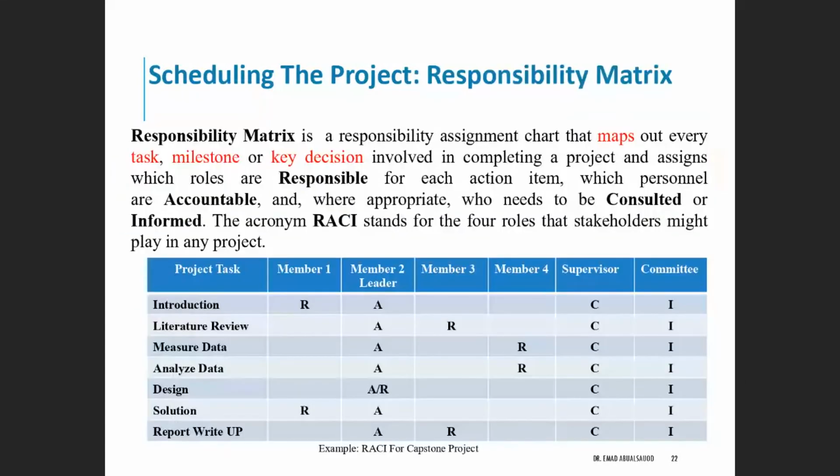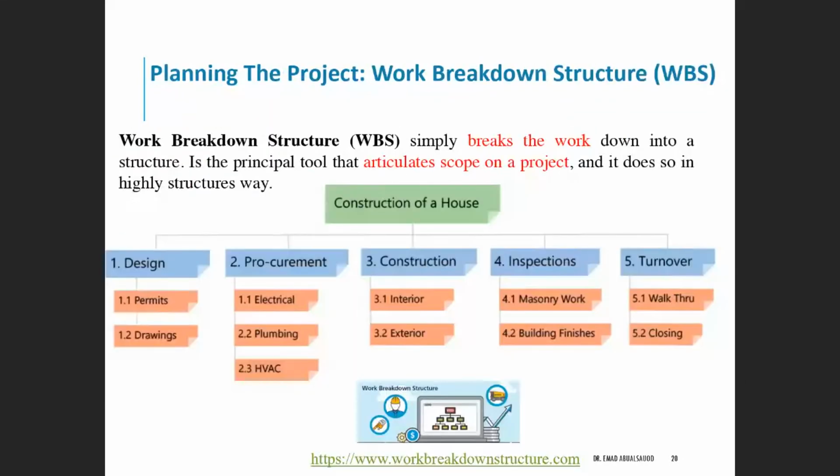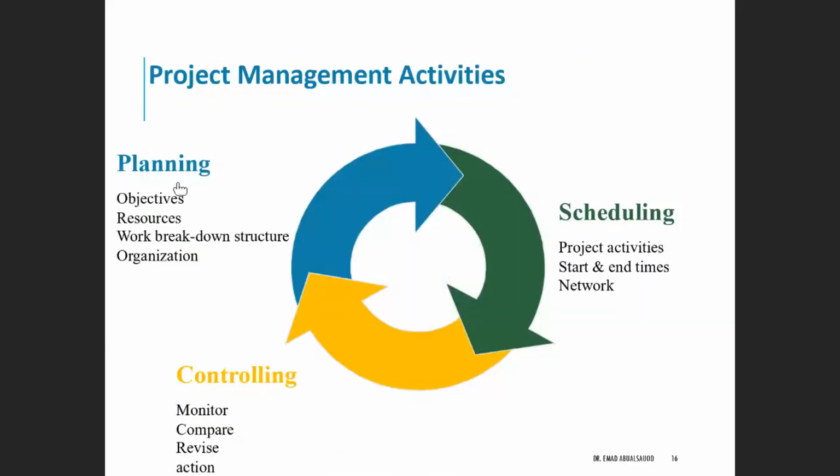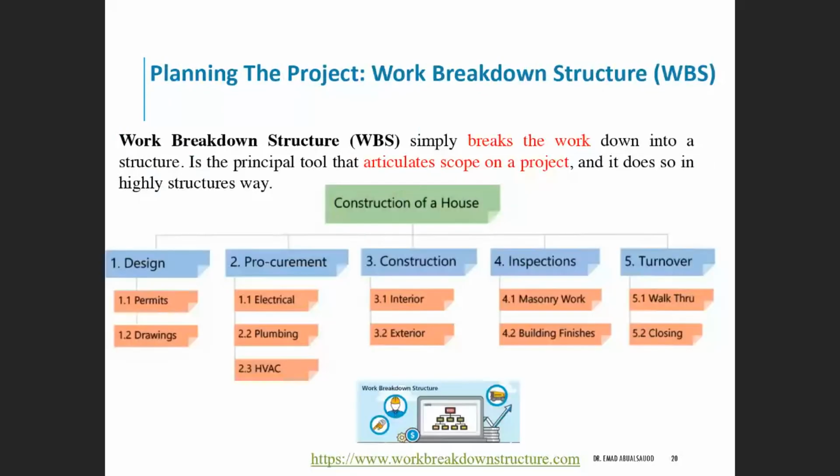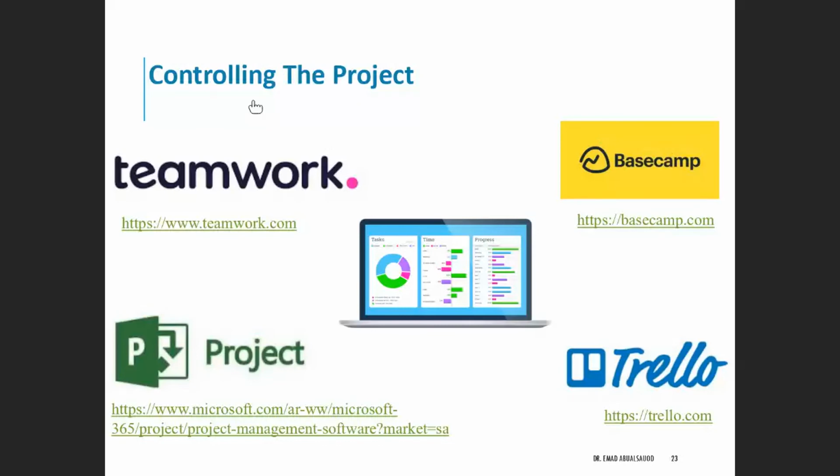Moving on again to the software that you can use for controlling the project. Remember the activities of project management, we divided into 3 levels: planning, scheduling, and controlling. We did the work breakdown structure here. We did the responsibility matrix and the Gantt chart in the scheduling. For the controlling activity: monitoring, comparing, revising the action. This can be done using a software application where you can control and manage your project.